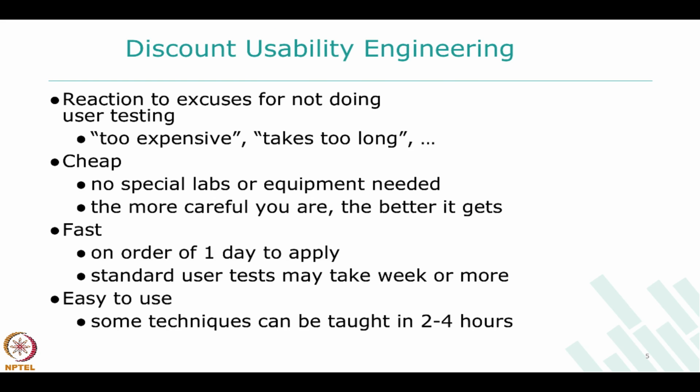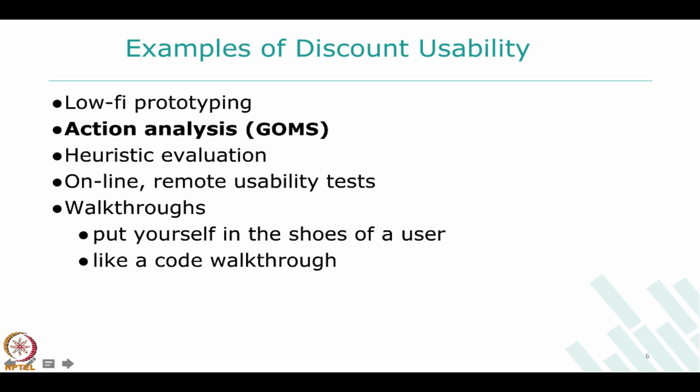So discount usability. Basically what we're trying to do is study different ways of usability engineering, right? We'll talk about a few other methods by which usability engineering could be done. Here are different examples of discount usability. Discount usability is basically ideas by which we are doing the usability testing. So what are the things that we have already seen? We have already seen low fidelity prototyping, heuristic evaluation we'll see, online remote usability tests, we have seen that, walkthroughs also we have seen.